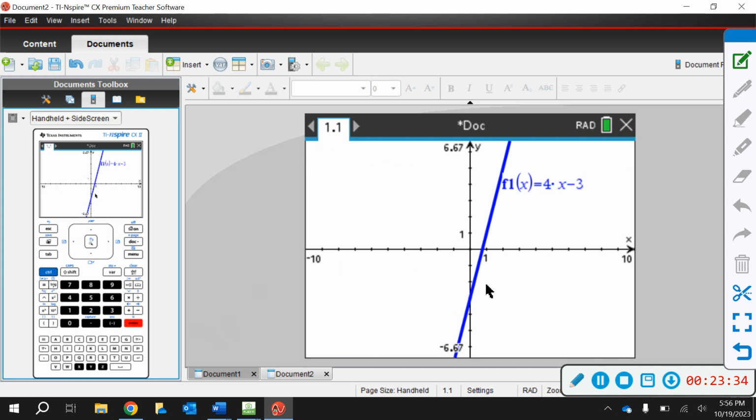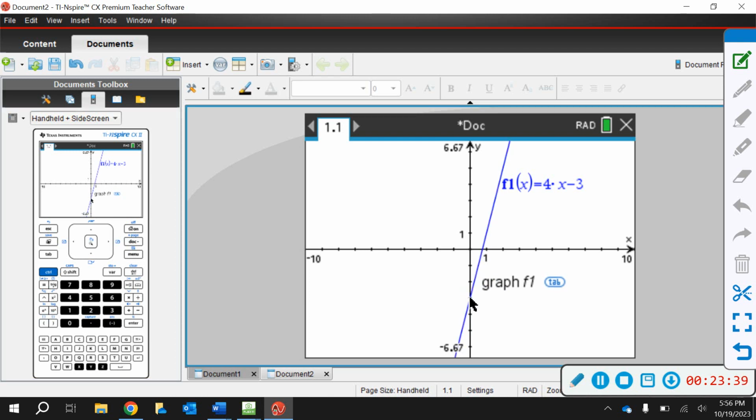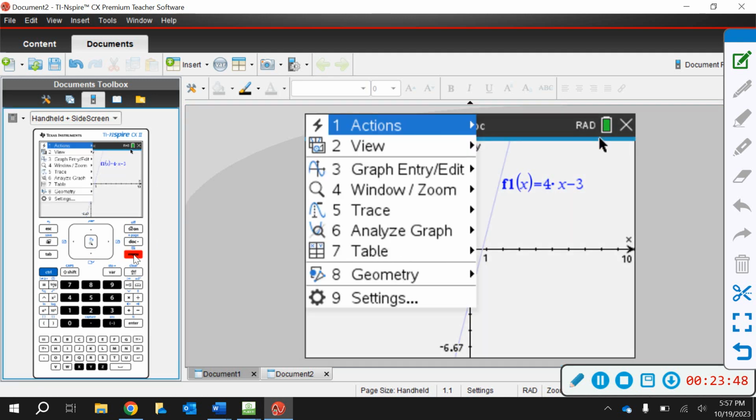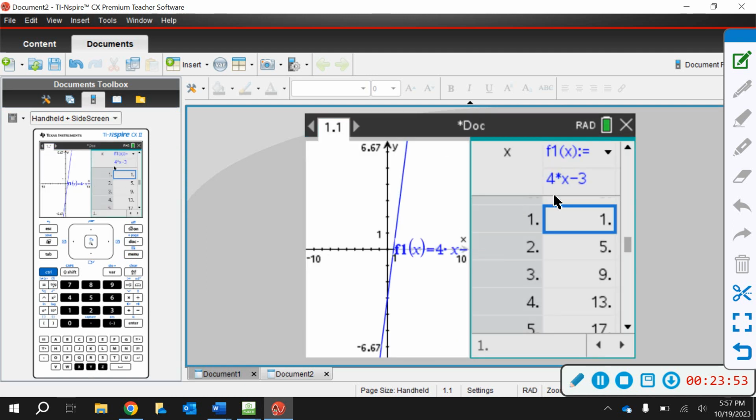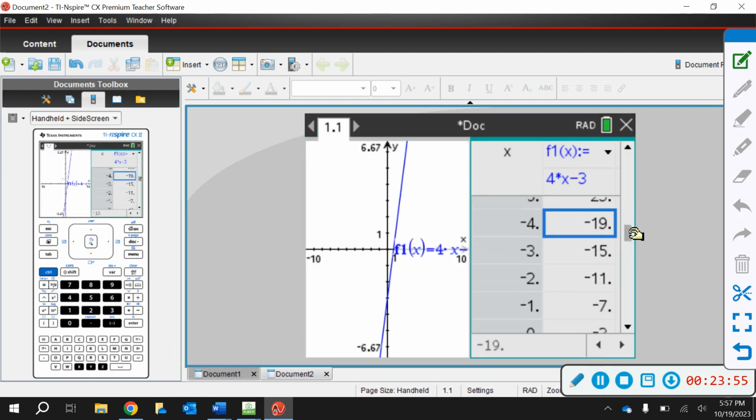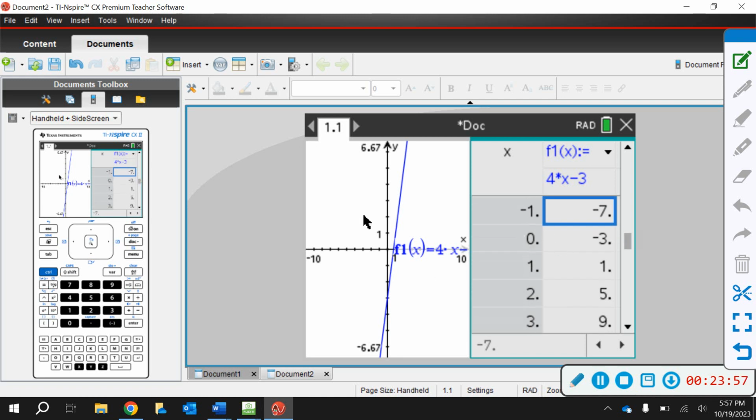Just by looking at it, if you come over here, press that. Go to menu, table, split screen, and here are my points right here. For 0, I'm at my y-intercept at 0, -3, and that is one of my points. -1, -7 is another point.